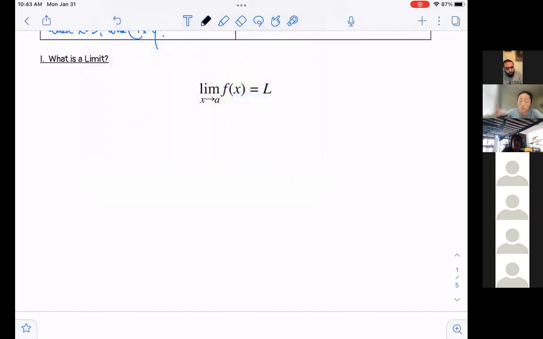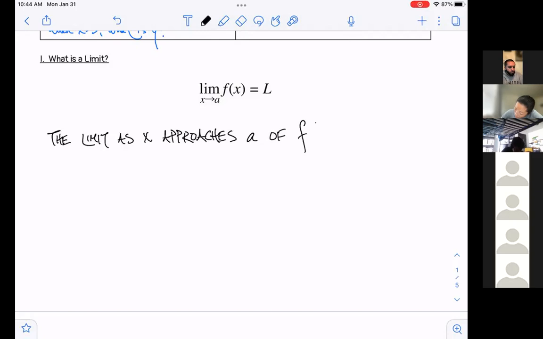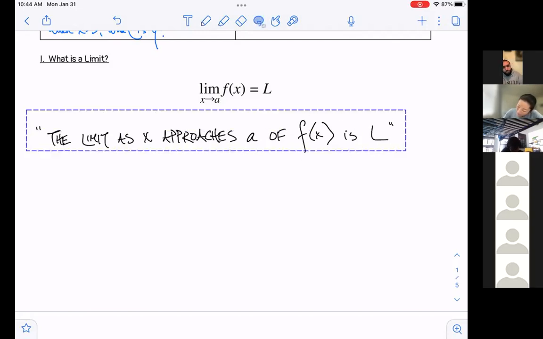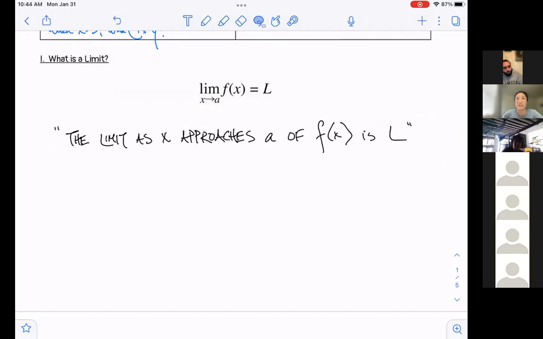this is how we're going to read it, okay? We're going to read it like this. The limit as x approaches a, oh, let's use a lowercase letter here, Judy. All right, the limit as x approaches a of f of x is L. Okay, so this sentence says the same thing as all those symbols right there.